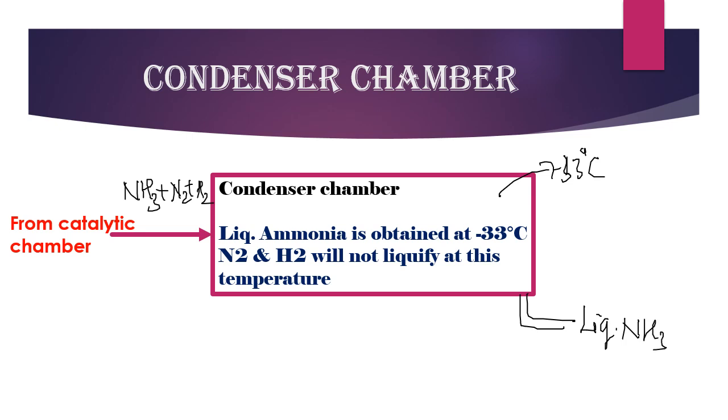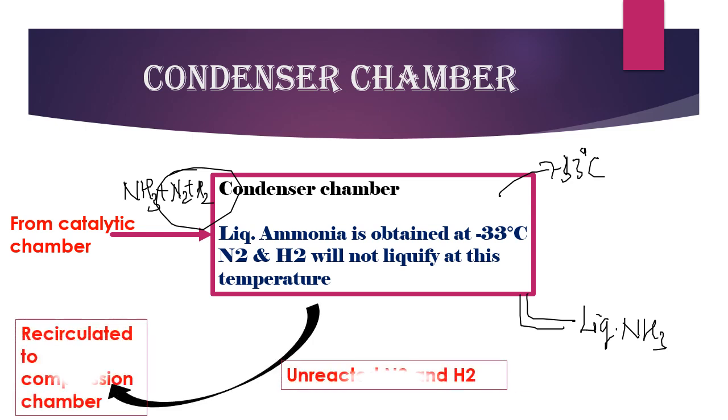So then, what about nitrogen and hydrogen? The unreacted nitrogen and hydrogen will be sent back to the first chamber, that is the compression chamber, because you removed the liquid ammonia. N2 and H2 you will send back to the compression chamber, so the same cycle will repeat here. They will again come to the catalytic chamber, 15% conversion, condenser chamber, convert it into liquid ammonia, again send it back. You will repeat this till what? Till you get 98% yield.